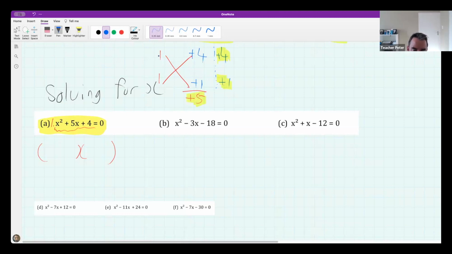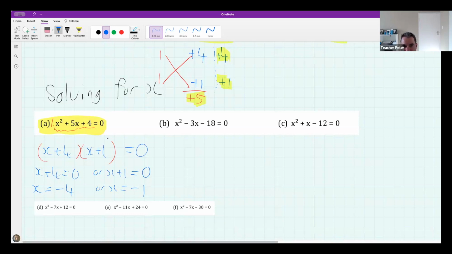And then I read it off horizontally and I go, if there's a 1 there, it's 1x plus 4, or x plus 4. And here it's going to be x plus 1. And then over here we have 0. And then we know, well, if this times this is 0, then x plus 4 is 0 or x plus 1 is 0. And therefore the answers will be x is minus 4 or x is minus 1. That is solving a quadratic equation using factorizing.